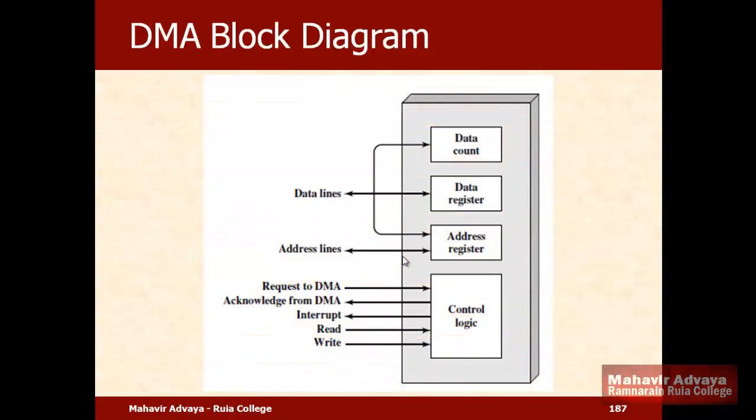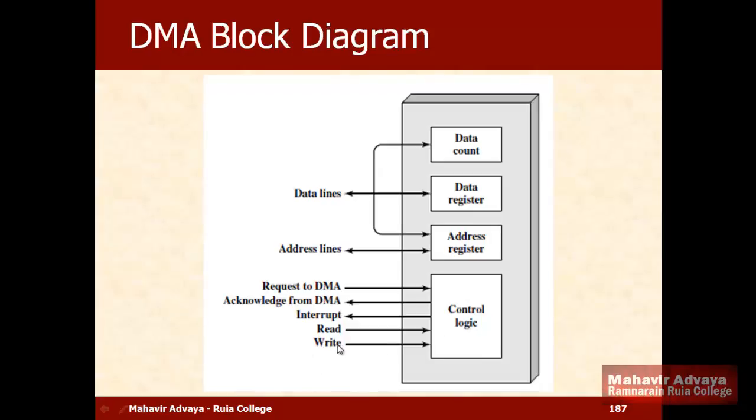So this is the block diagram of DMA. The DMA also has the control logic, address register, data register, and data count. So this is all connected with the data lines. The address register accepts the request from the CPU to the DMA, and the acknowledgement is sent to the CPU. It also takes care of the interrupt. The interrupt is generated whenever the DMA completes its data transfer from the devices to the memory.